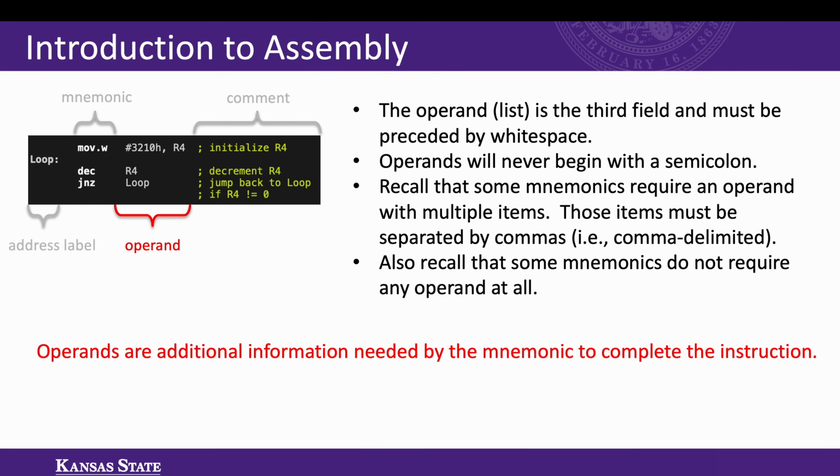As we said, operands are additional information needed by the mnemonic to complete the instruction. Right? We've got to tell it what address we're going to move where. We've got to tell it what address label to loop back up to, like the JNZ mnemonic tells us.